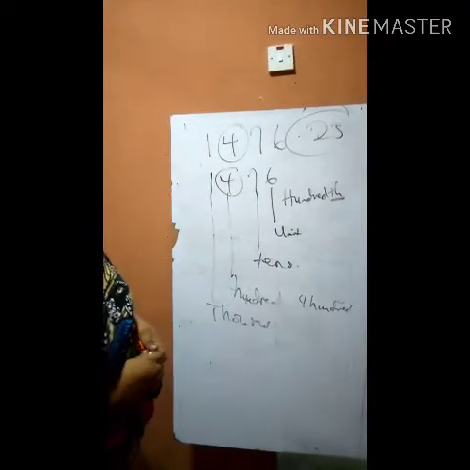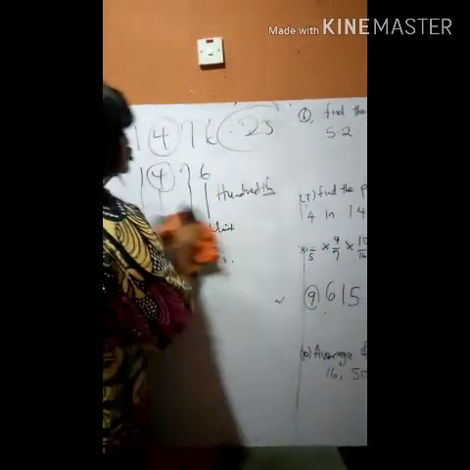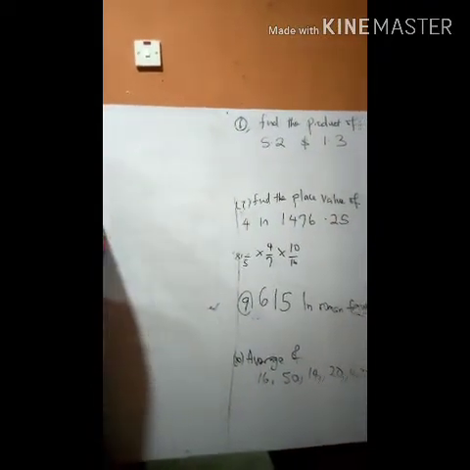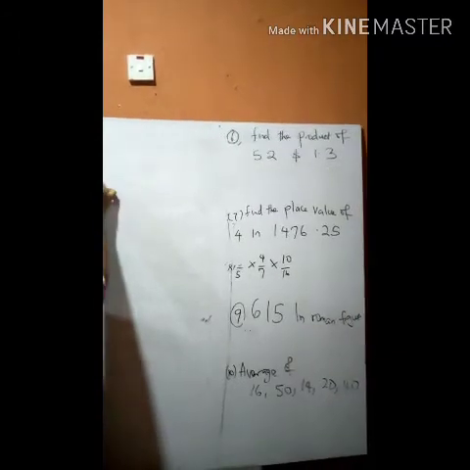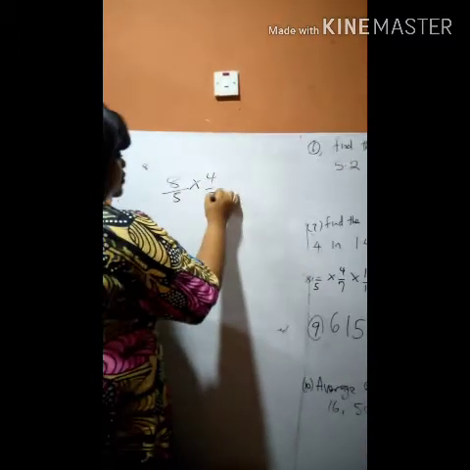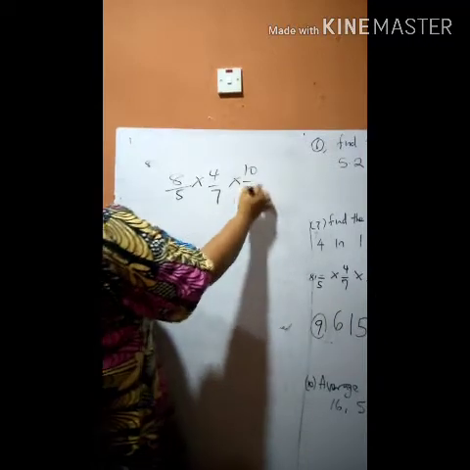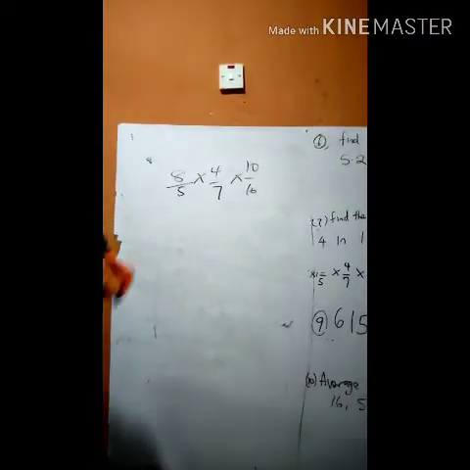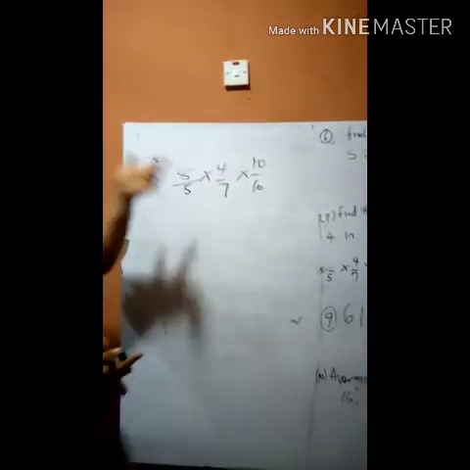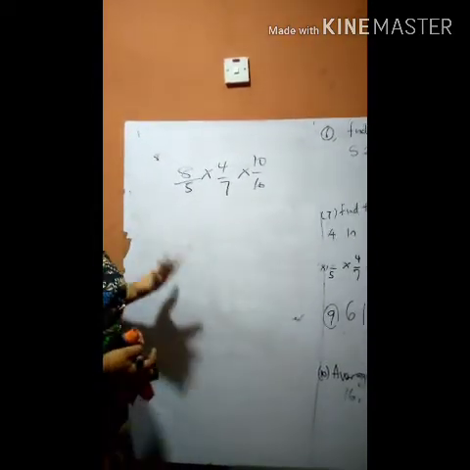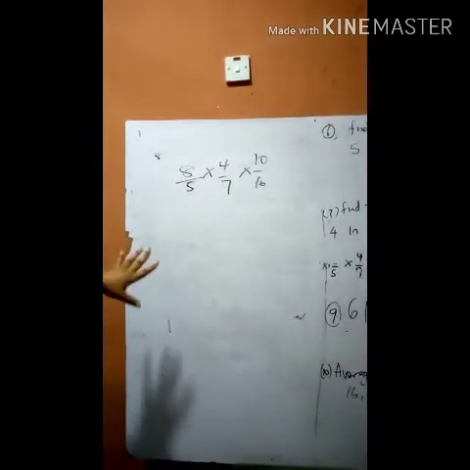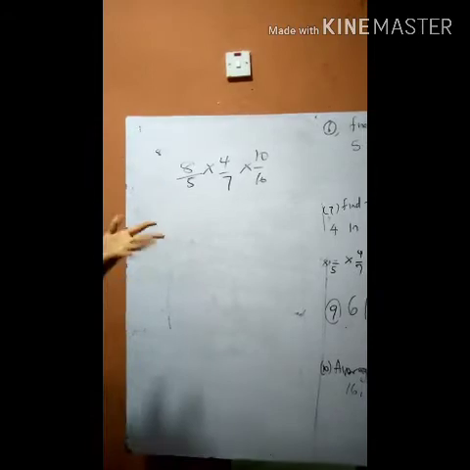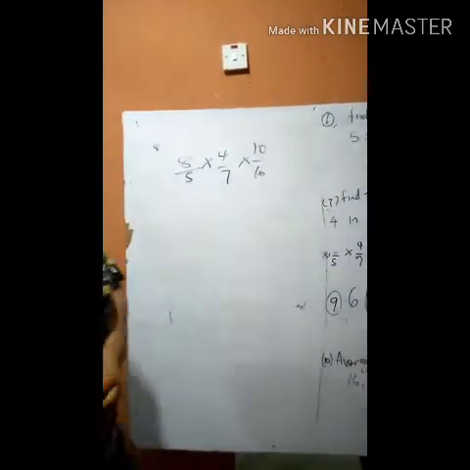I move to question 8. Question 8 has to do with multiplying fractions. Question 8 is 8 over 5 times 4 over 7 times 10 over 16. We are multiplying fractions. And when we are multiplying fractions, we cut them out. Now, because this is not a mixed fraction, suppose it was a mixed fraction, we would have converted it first to improper fractions, then we cut. But the way it is, that's how we are going to cut it.